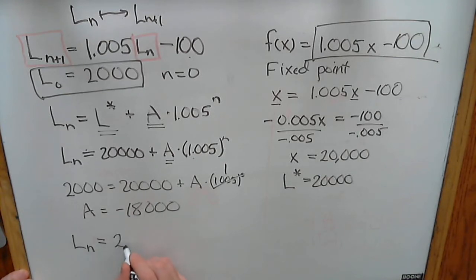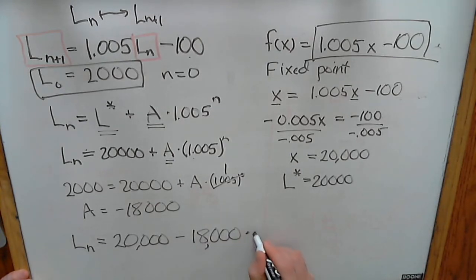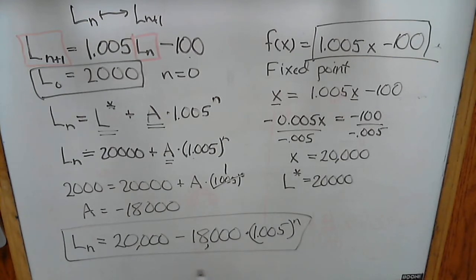And I can write down my formula. It's the fixed point minus the 18,000 times 1.005 to the nth power. And now I can use that explicit formula to solve other questions that I might have. For example, when my loan balance will be paid off.